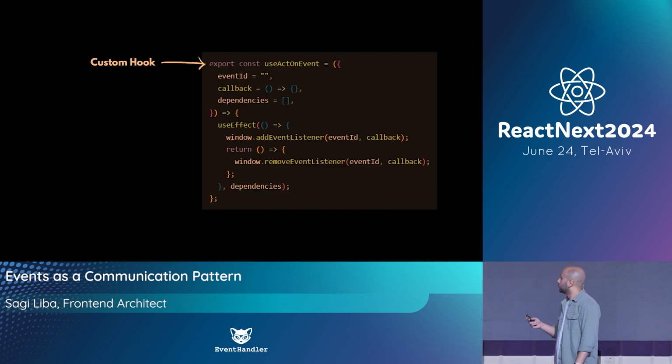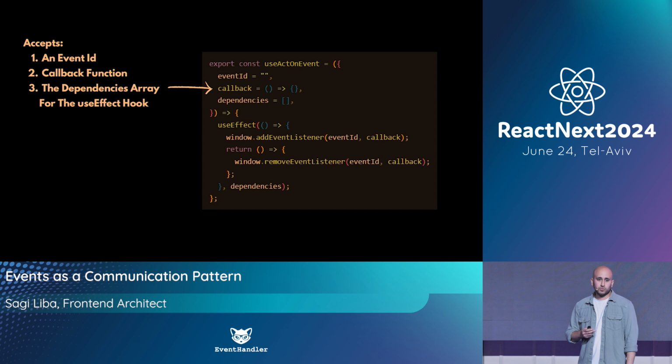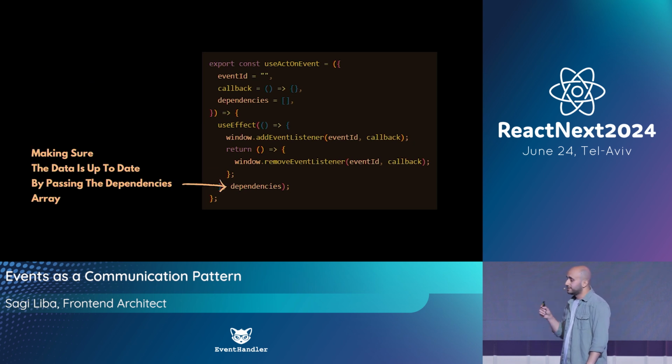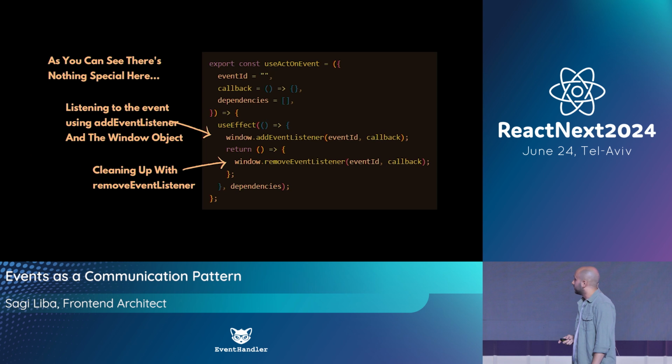So let's see a custom hook called useActOnEvent. This custom hook accepts an event ID, the callback function, and the dependencies. Now, inside, there is nothing special. I'm using the useEffect hook. I'm listening for an event using the addEventListener, and I'm making sure to clean up after myself using the removeEventListener. And finally, I'm passing the dependencies to the useEffect to make sure that all of the information inside is always up to date. Also make sure that you are listening on the window object because that's where we are sending our events. We want it to be available globally for our application.